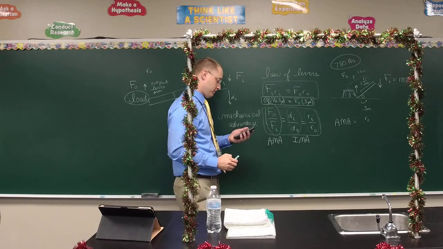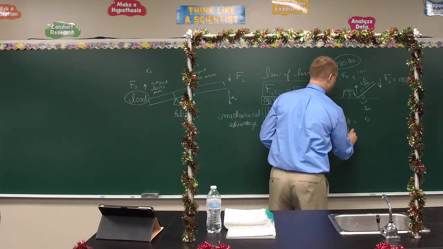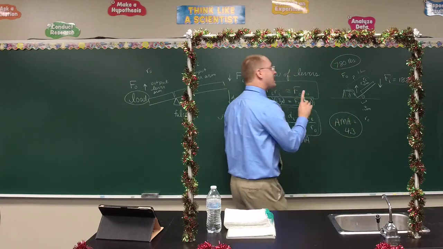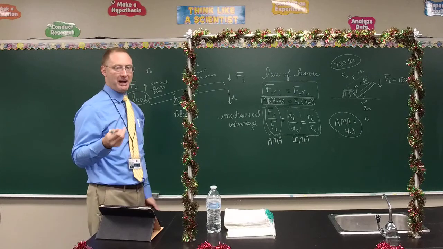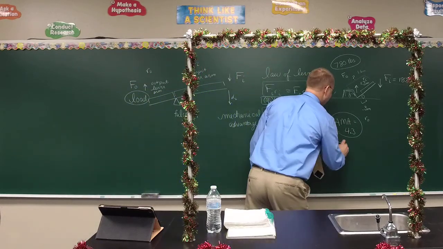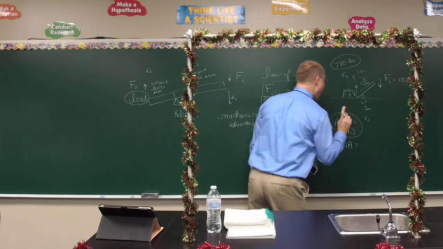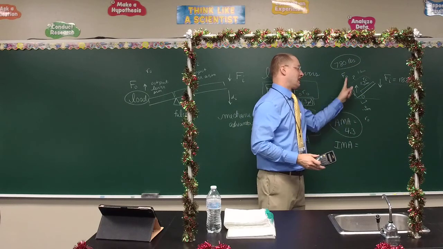Call it when you got it. 4.33333 rounded to two sig figs is 4.3, meaning if indeed it really put out 780 pounds, it's multiplying his force by 4.3, or 4 1/3. All right? If we want to find the ideal mechanical advantage, technically you take the distance he pushes down over the distance it lifts up.